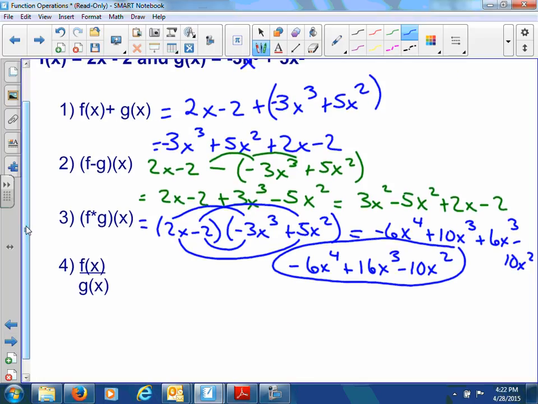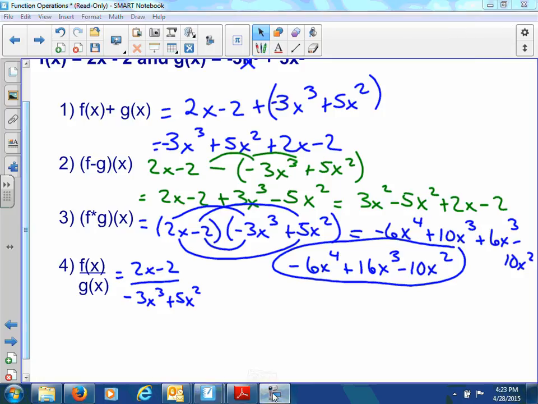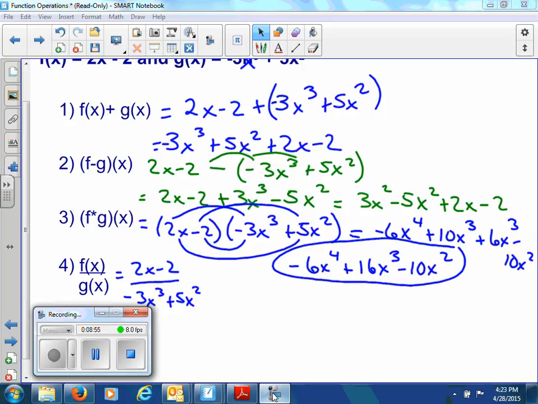And then to divide, I have 2x minus 2 divided by negative 3x cubed plus 5x squared. Sometimes you're going to have to factor out a greatest common factor, and then that will simplify. On this one, if I factored out a 2, there's no 2 on the bottom to simplify with. If I factored out an x squared from the bottom, there's no x on top. So that would be the final answer there. And that's how you do your function operations.